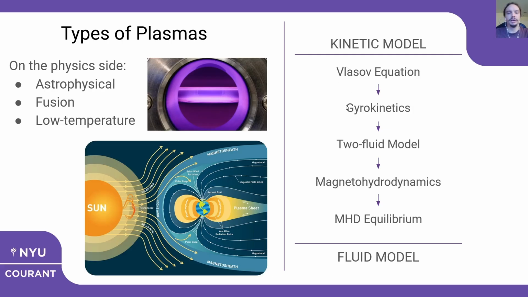Then we can get simpler to gyrokinetics, even simpler to two fluids, and then the simplest possible model for studying a plasma is magnetohydrodynamics. Okay, that's a big fancy word, but the idea is that we're coupling magnetism with hydrodynamics, which is the flow of fluid. And what I study is even simpler than that, MHD equilibrium. This is what we care about seeing inside of a reactor. A nice stable plasma that isn't moving too much and is able to produce energy.